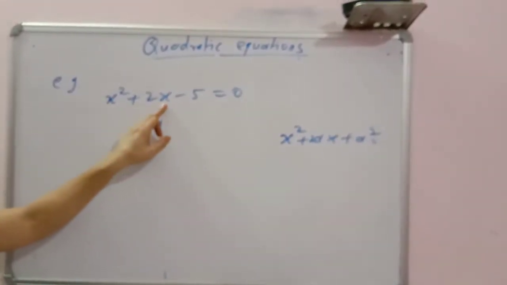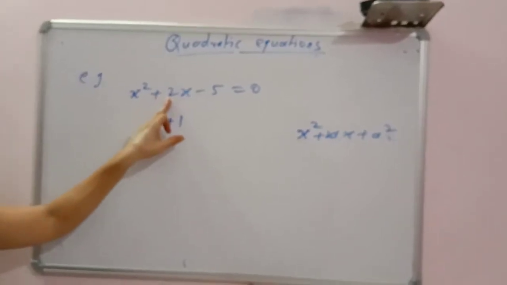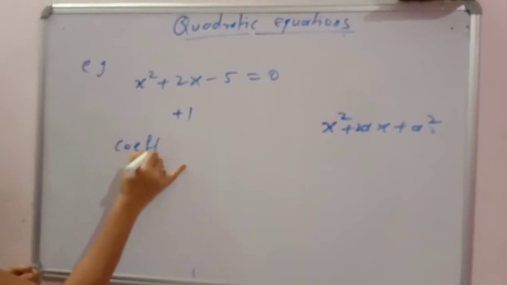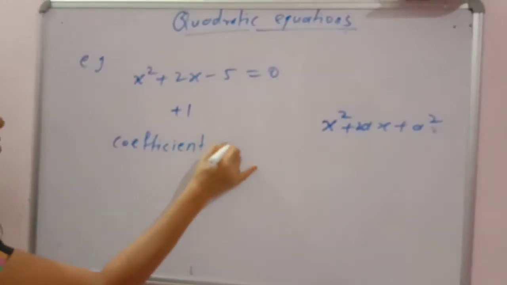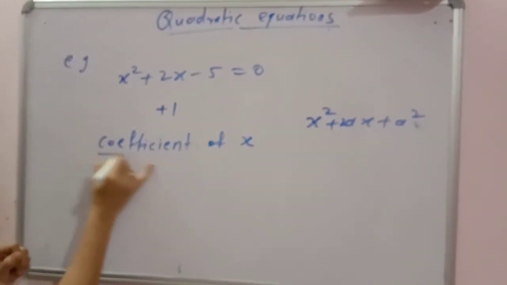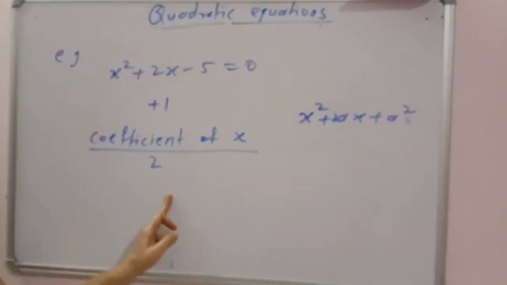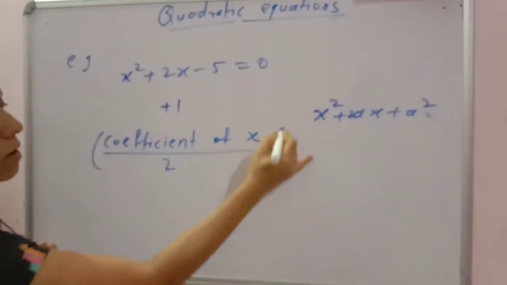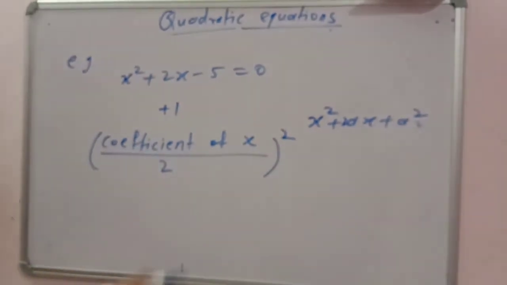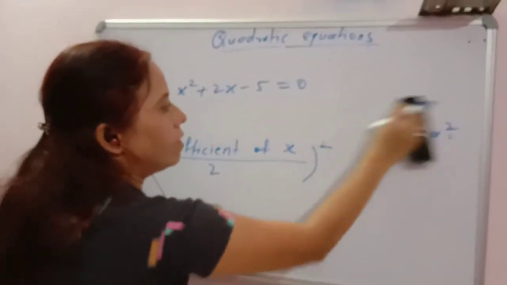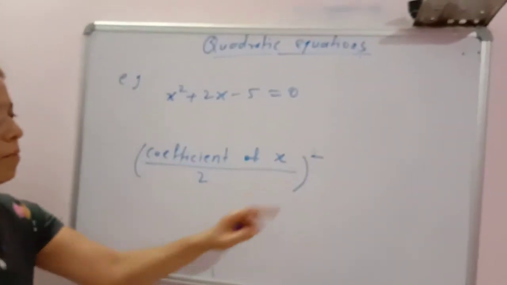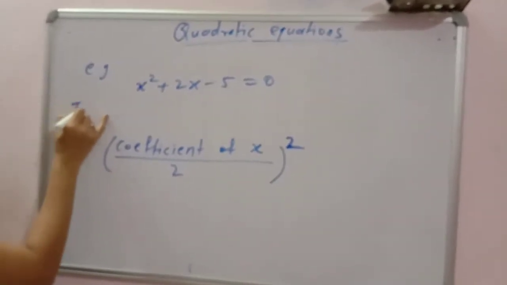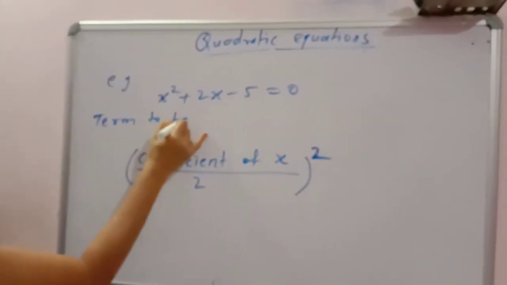So for that what we have taken is the coefficient of x, that is here 2. We divide it by 2, which means we have found the value of a there. And then we have to add the square of this term. Okay. So what term do we have to add here? That was just for your understanding, but you can learn the formula to find the term to be added.